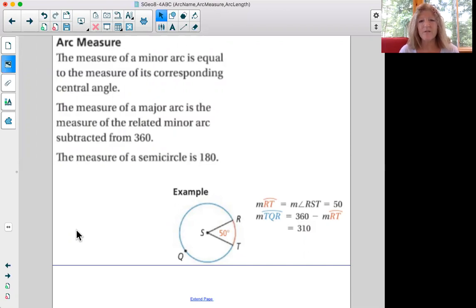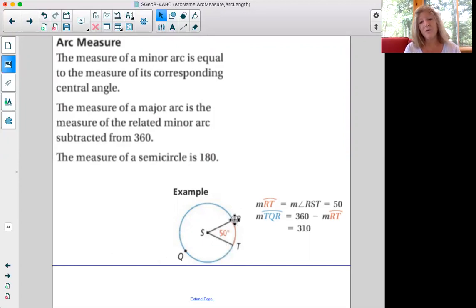Well, the measurement of an arc in degrees, the curviness of the arc, has the exact same measurement in degrees as the central angle. So if you look at this black central angle, that central angle cuts this red arc. And the measurement of our arc RT is going to be equal to the measurement of angle RST.